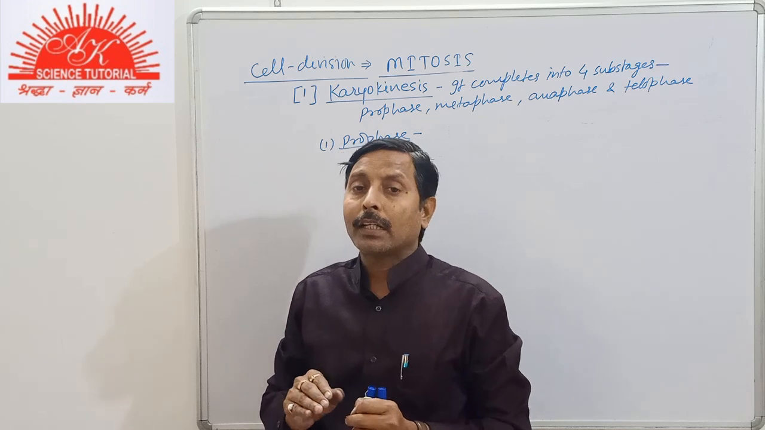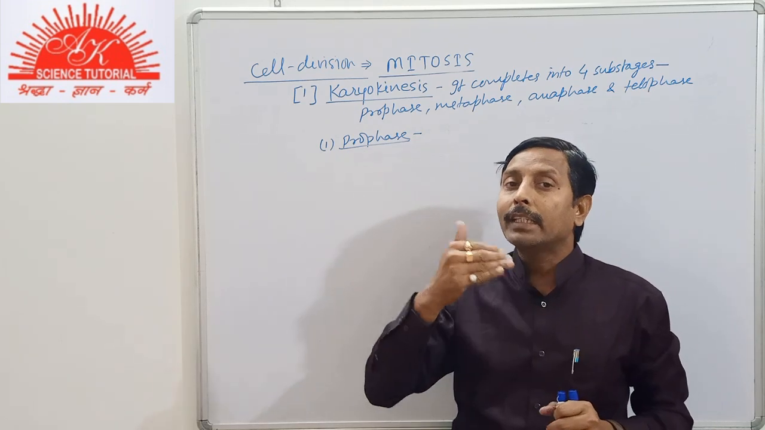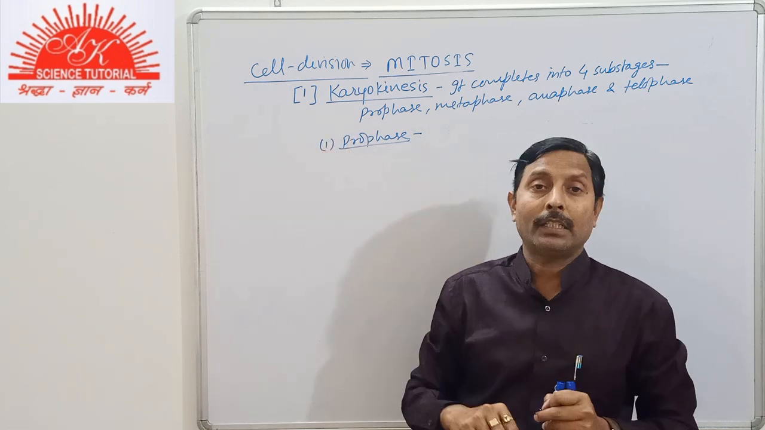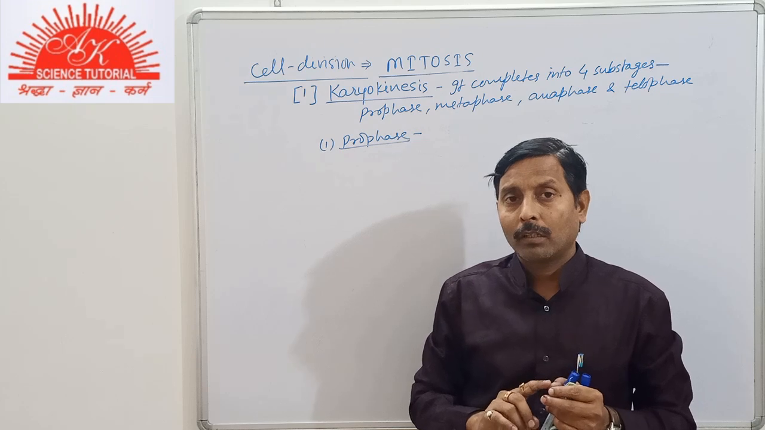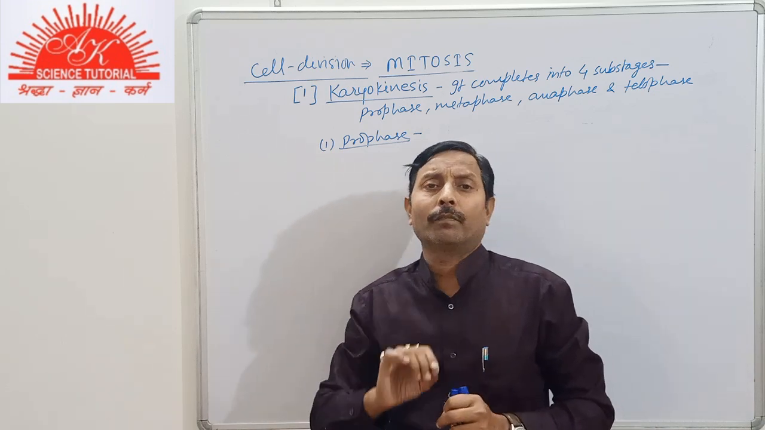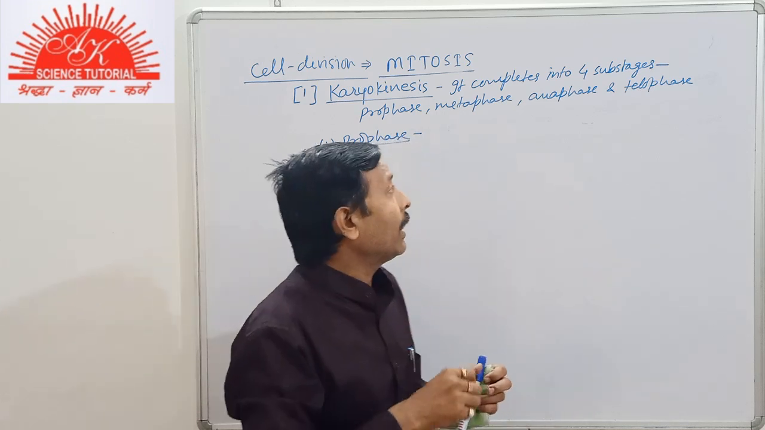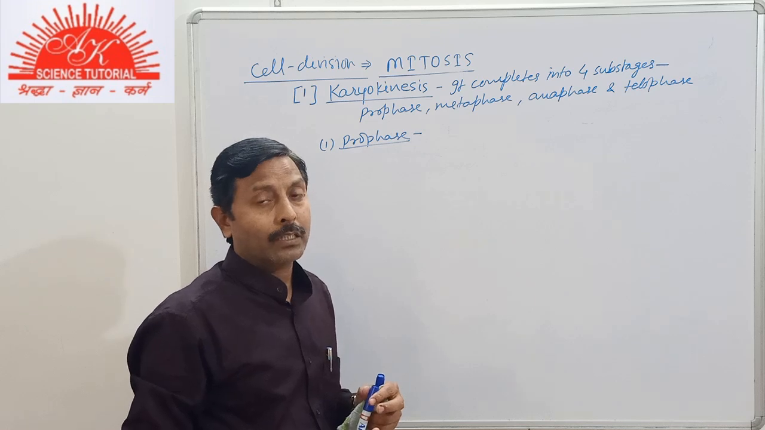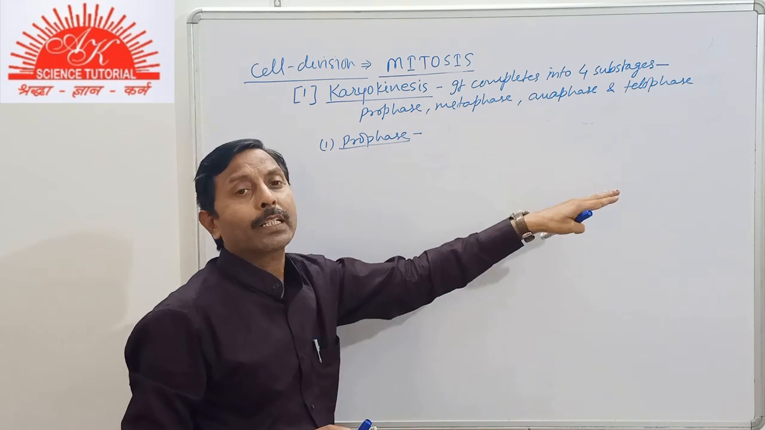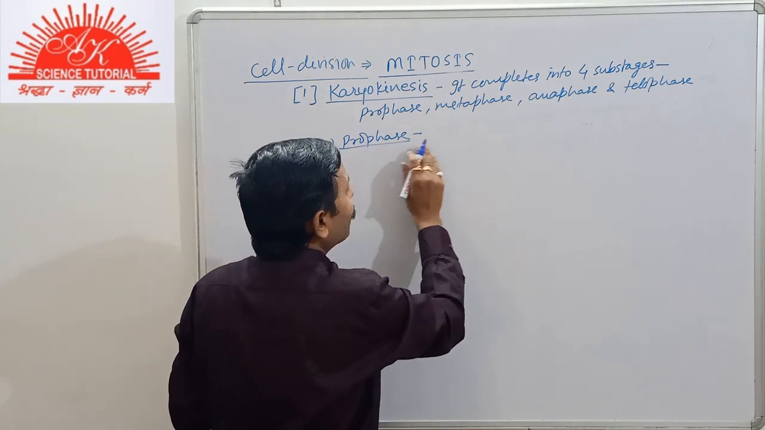We have studied that in an animal cell, it is the centrosome which initiates cell division. So what happens during this phase? Just remember, you will be able to learn it more clearly in simple terms. There is no complexity. Don't go for complex points. First we will write the changes taking place here, and then I will explain with the help of a diagram.